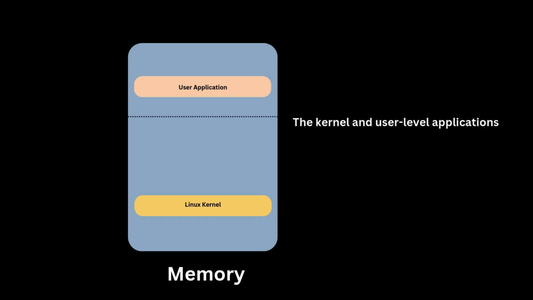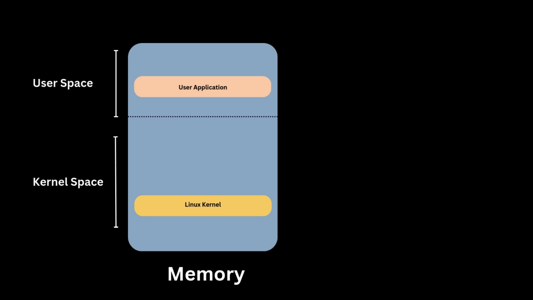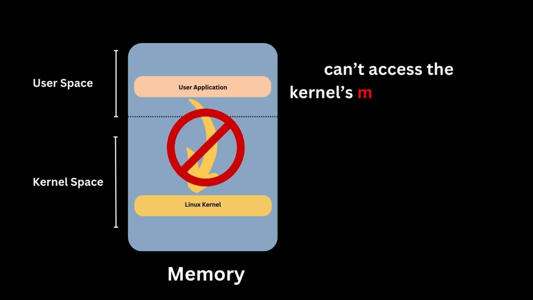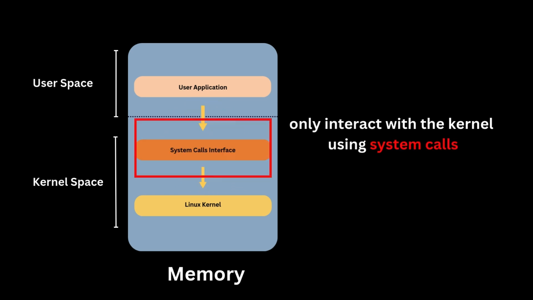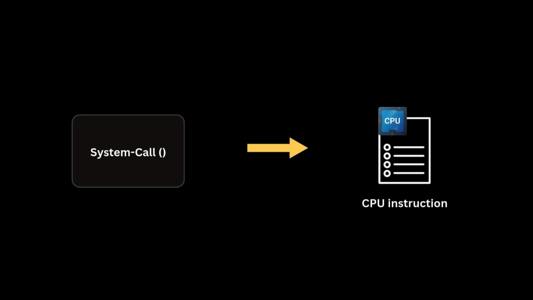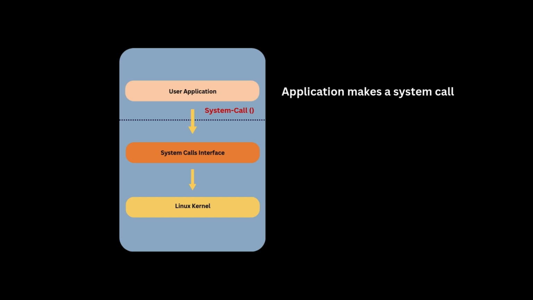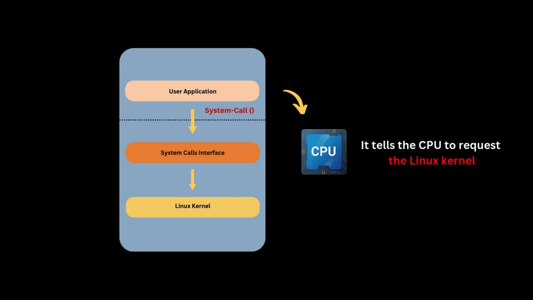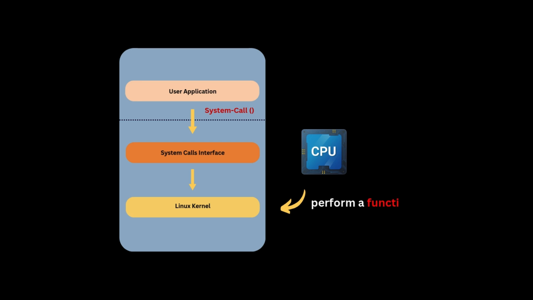In Linux, the kernel and user-level applications run in two separate memory spaces, kernel space and user space. User space applications can't access the kernel's memory directly. They can only interact with the kernel using system calls. So how do system calls actually work? A system call is essentially a CPU instruction. When an application makes a system call, it tells the CPU to request the Linux kernel to perform a function. For example, it might ask the kernel to create or terminate a process, or allocate free memory for the application.